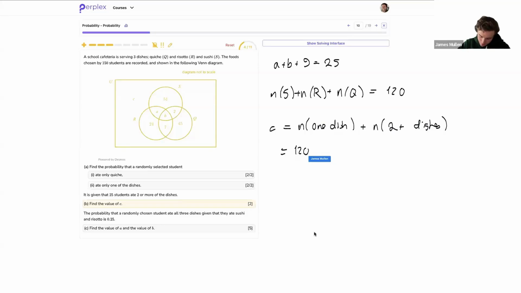Sorry, it's supposed to be all of that, C plus all of that is 150, the total, okay? So 150 is equal to 120 plus 25 plus C. That means that C is equal to 5. Okay, let's check that off.